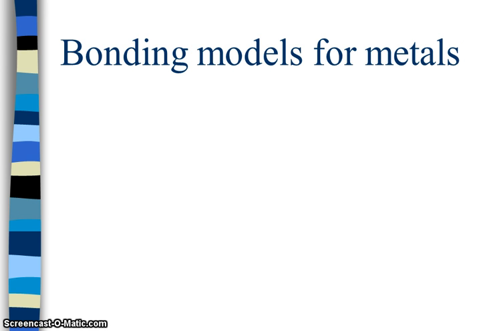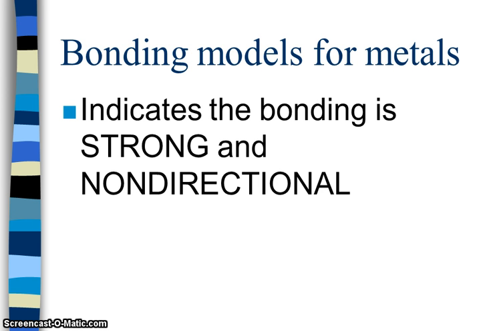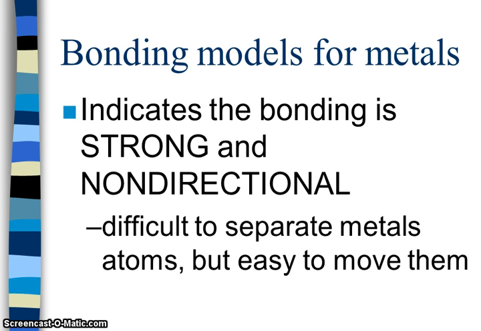So we want to deal with how these metal atoms are bonded together. So we'll talk about the bonding models for metals. And when we talk about the characteristics of metals, they can be explained by these types of metallic bonds, which indicates that the bonding is strong and non-directional. And basically what that means is it's difficult to separate the atoms, but it's easy to move them around within our structure.